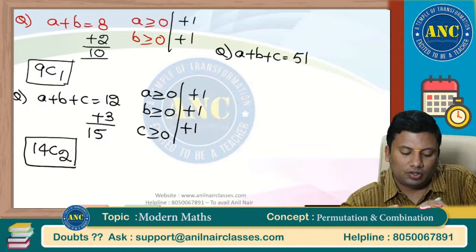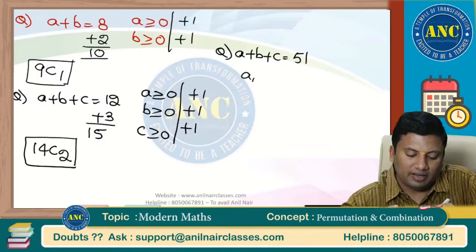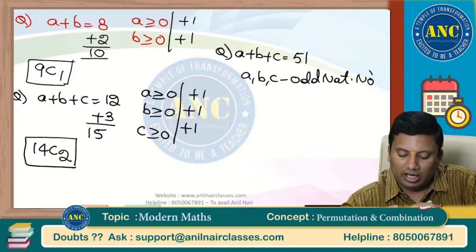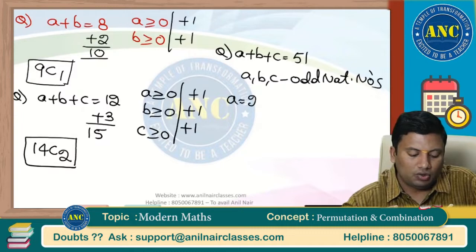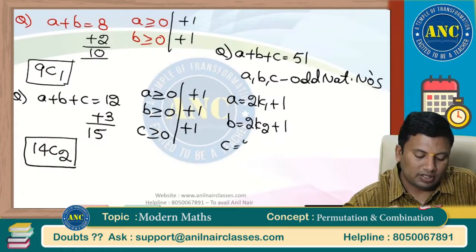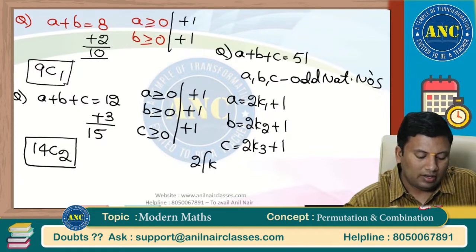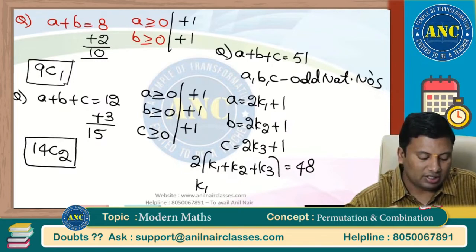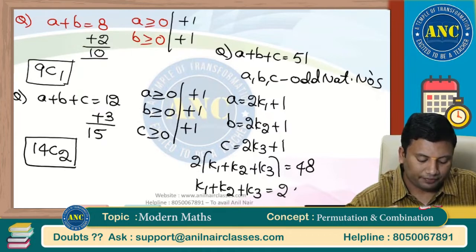Now we have done one question by using k1. Let us start with k1 0. a, b, c are odd natural numbers. If a, b, c are odd natural numbers, let me take 2k1 plus 1, 2k2 plus 1, 2k3 plus 1. So this is nothing but 2 into k1 plus k2 plus k3, plus 3. If it goes to the right hand side, minus 3, 48. k1 plus k2 plus k3 is 24.